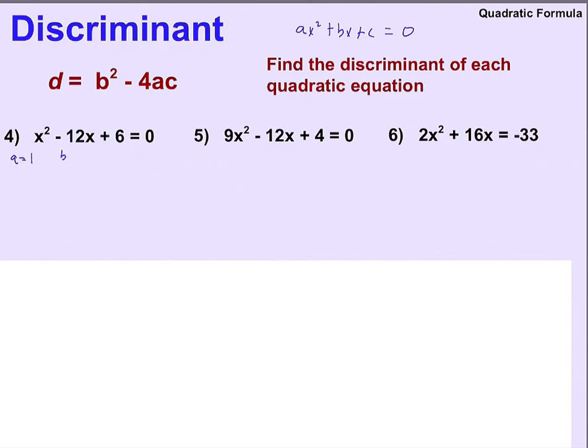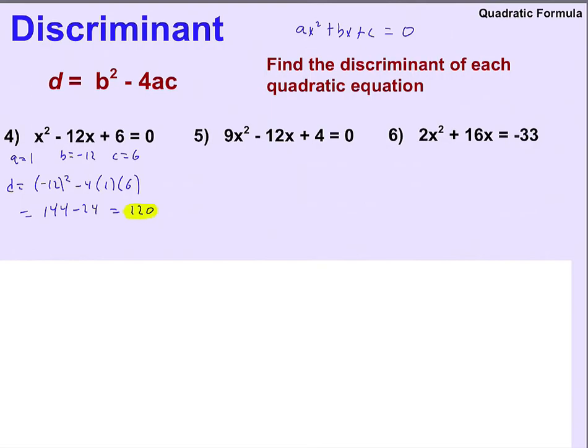A is 1, b is negative 12, c is 6. We do use all three of them, so we need to acknowledge all of them. The discriminant is b squared minus 4 times a times c. So that's 144 minus 24, or 120. And so that's your first one. It's pretty straightforward. It's not a lot that can complicate that.